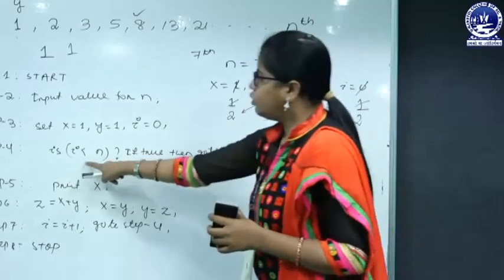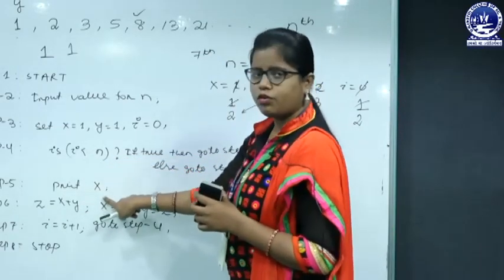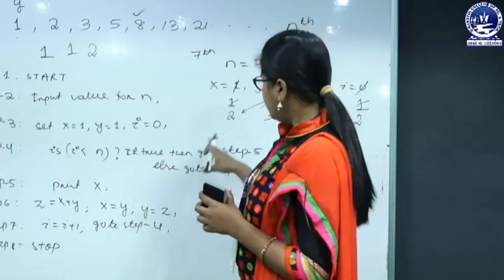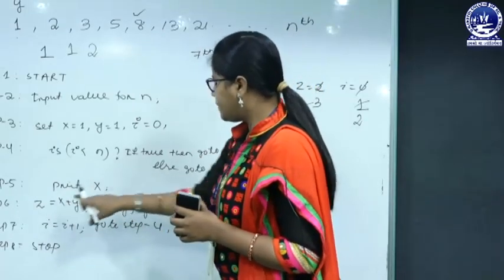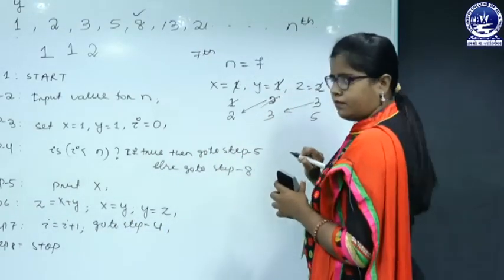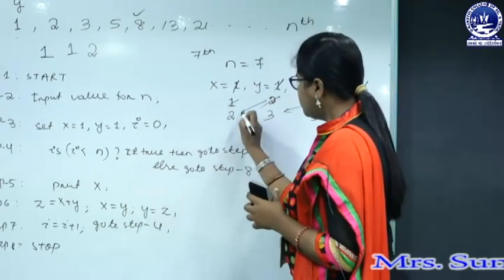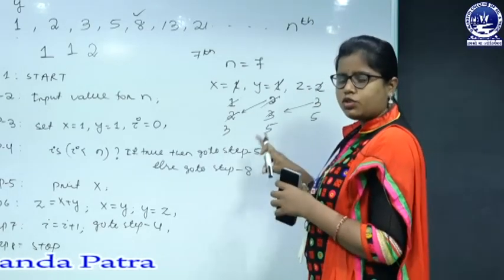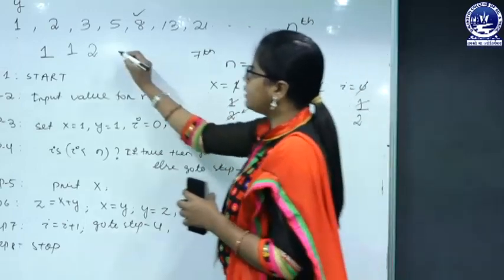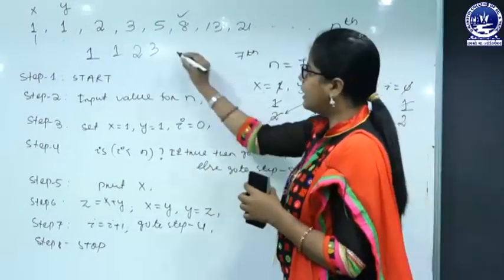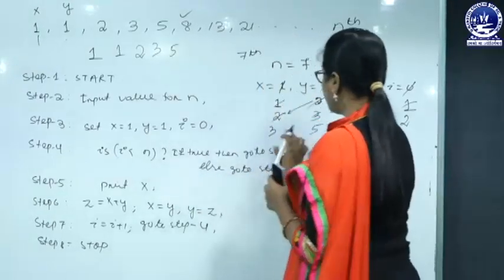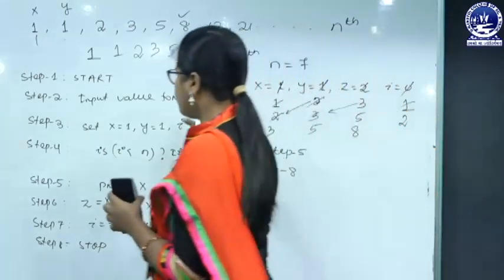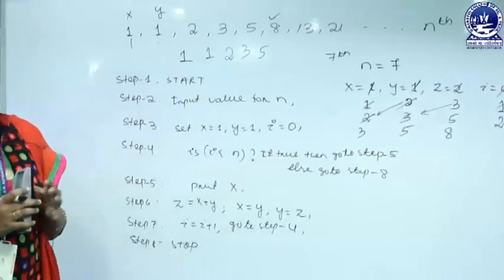I is 2. Is 2 less than 7? True. Then we will go for printing the x value. The x value is 2. Then z equals x plus y. 2 plus 3 will be 5. Then x equals y, so x is 3, and y will be z, which is 5. So like this we can print the x value, that will be 3. Next again we will print the x value, that will be 5. So this x and y value will get added and the z value will be 8. So like this, we can print the Fibonacci series up to the nth term.